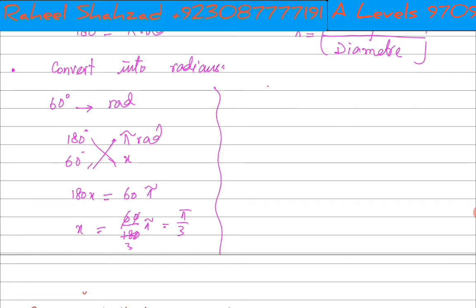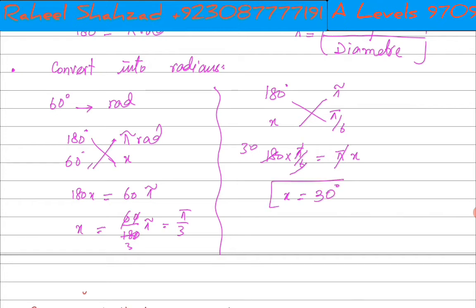Similarly, for example, we have 180 degrees is equal to pi radian, and if I want to find out what is the value of pi by 6 radians in degrees, you simply cross multiply it. 180 into pi by 6 is equal to pi x, you can cancel this pi, and it is 30 degrees. This is how we convert from degrees to radians and back from radians to degrees.